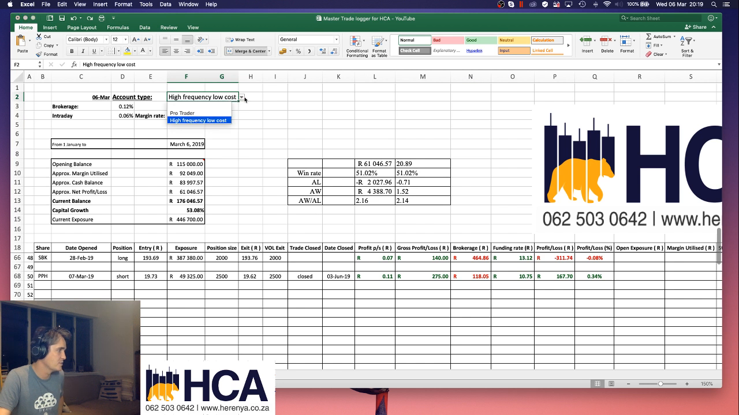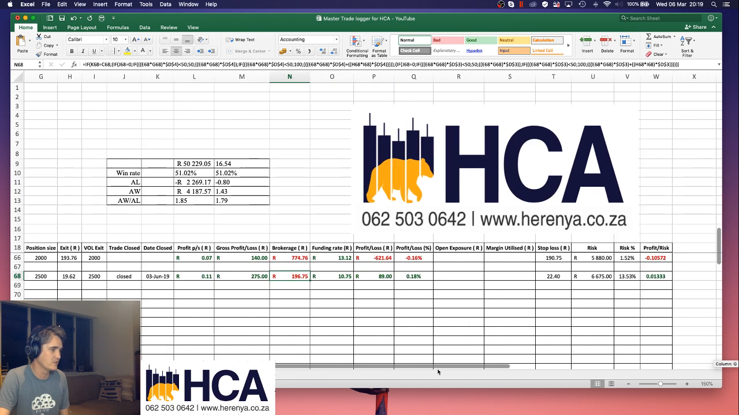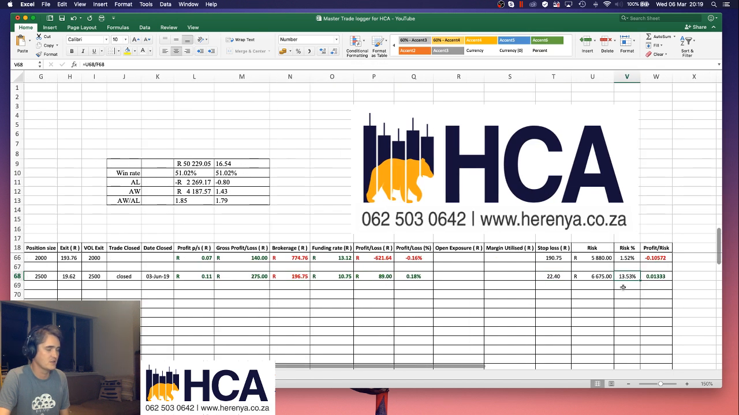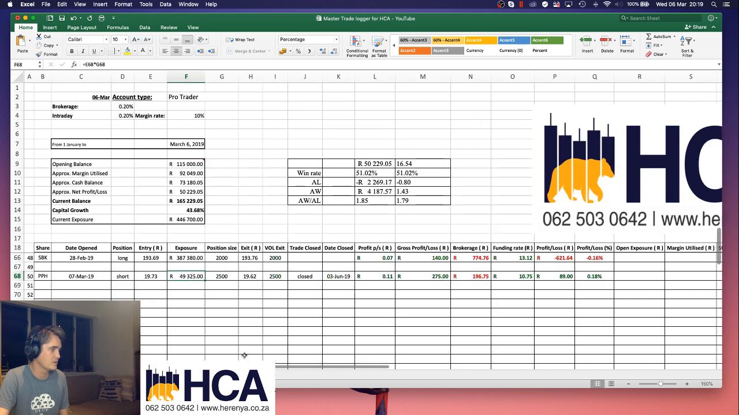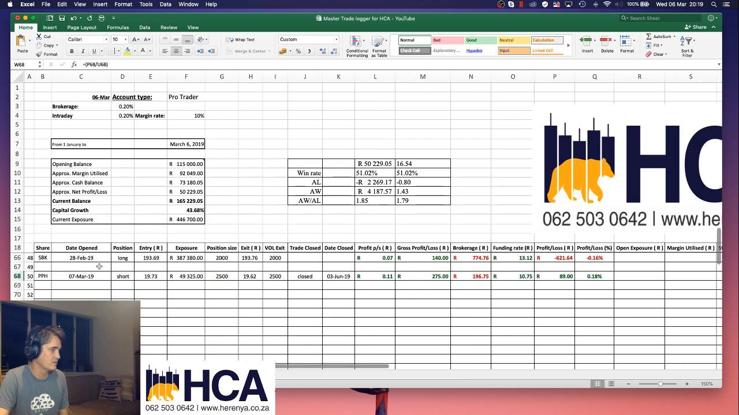But you can see here, most people are going to be on this fee structure, which is 20 basis points, and then there's your brokerage that you're going to be paying. And it works out a whole bunch of cool metrics for you. You put your stop loss in, and this percentage risk shows how much risk you are taking on the capital that you have, and then the profit that you're making divided by the risk. That's quite a cool little metric.